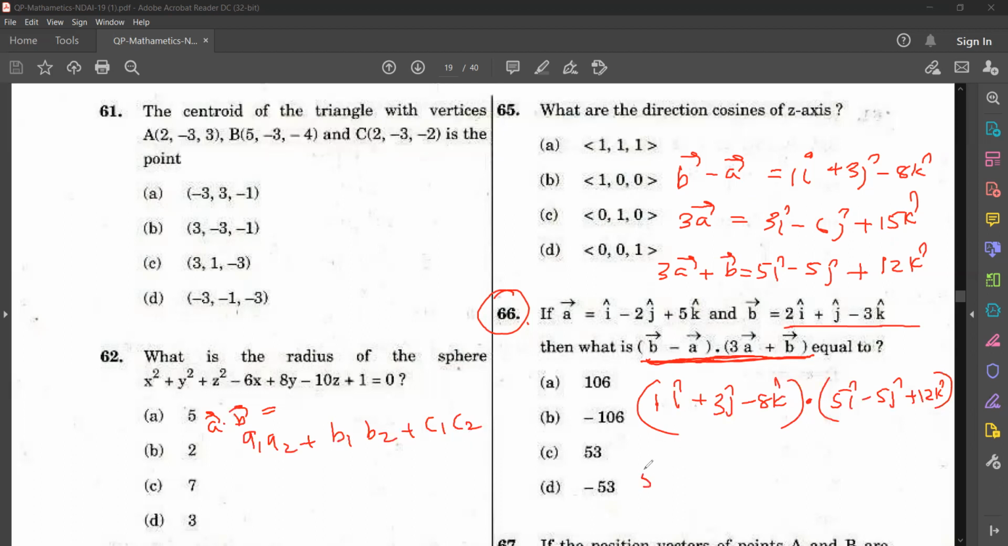So here 1 into 5, 5, plus 3 into minus 5, minus 15, plus minus 8 into 12, that is minus 96. Wait. So what is the answer? Minus 106. Answer is minus 106. Option B is the correct answer. Go through this. This is a direct question only. You only have to know how to add vector, how to subtract vector, how to take the dot product.